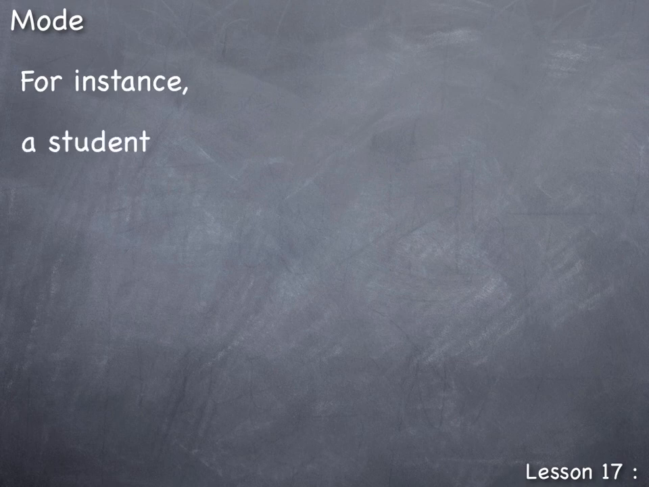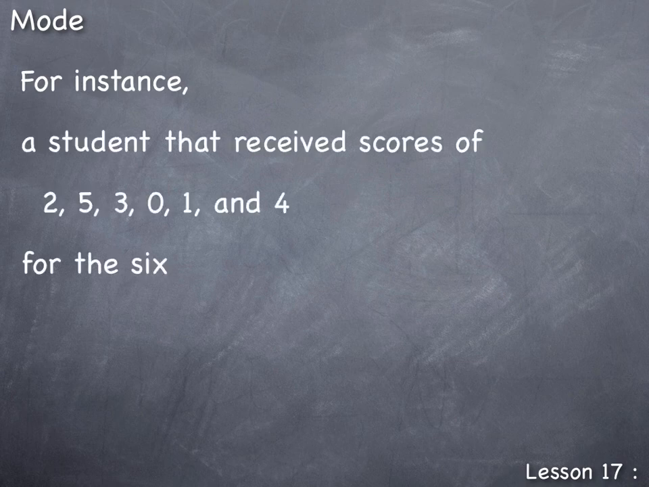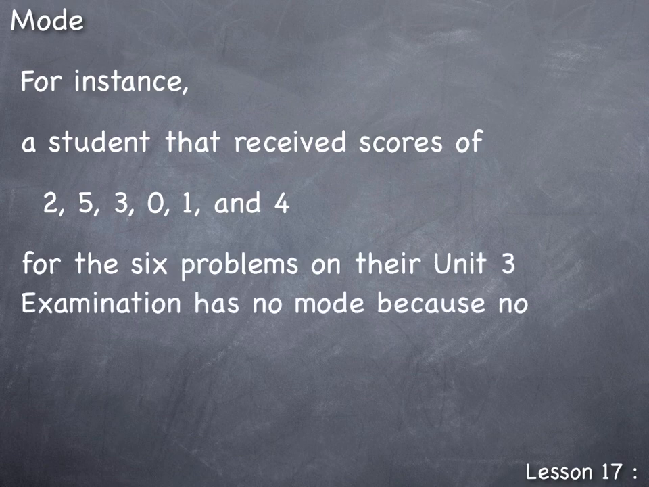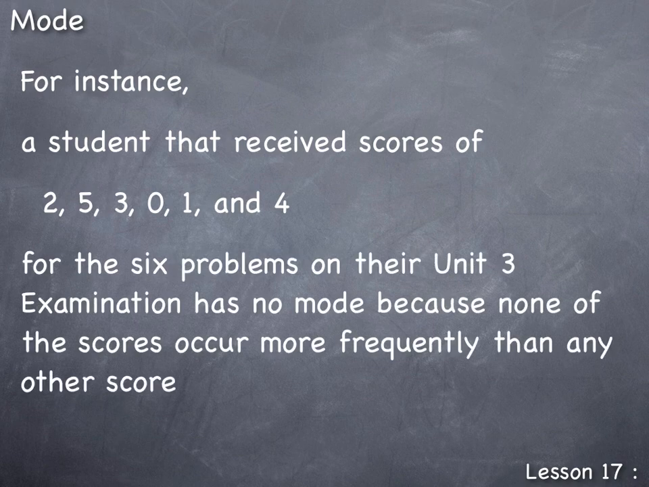For instance, a student that receives scores of 2, 5, 3, 0, 1, and 4 for the 6 problems on their Unit 3 examination has no mode because none of the scores occur more frequently than any other score. That is, each of these scores only occurs once. There are no repeats, therefore there is no mode.